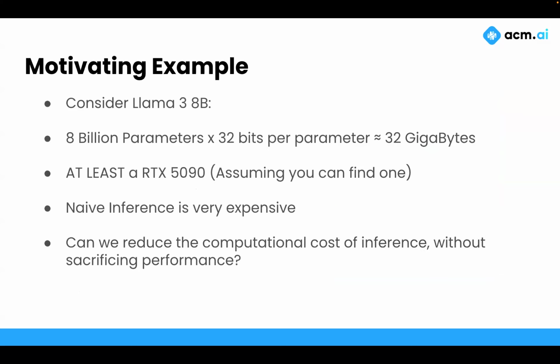Okay, so let's start with a motivating example. Let's consider Llama 3 8 billion. So 8 billion parameters, if we use the naive 32 bits for each parameter, that would be roughly 32 gigabytes of memory needed just for the parameters itself. Therefore, for fast inference, we would need at least an RTX 5090, assuming you could get your hands on that. And so therefore, we can see that naive inference is very expensive. So the question, therefore, is can we reduce the computational cost of inference without sacrificing that much performance, hopefully to a point that we can actually fit these kinds of devices on phones and those kinds of edge devices.